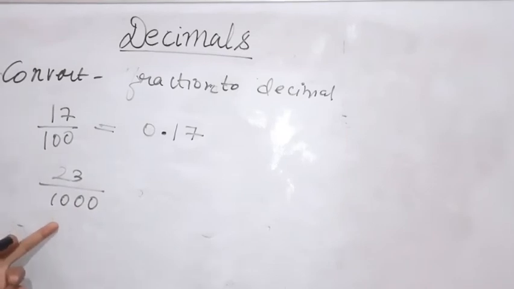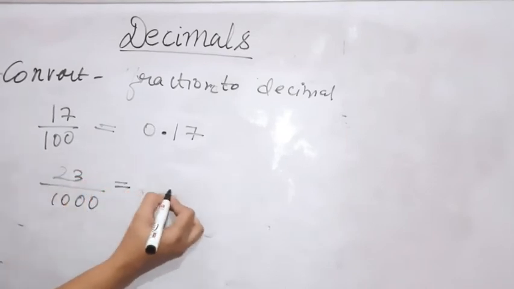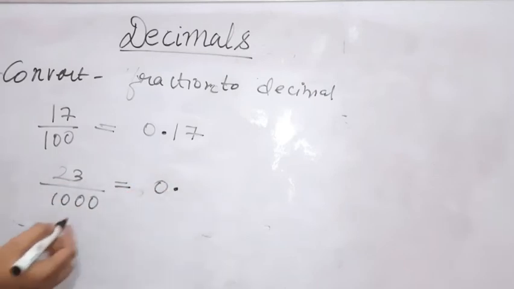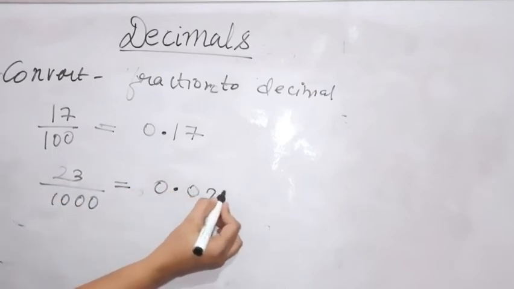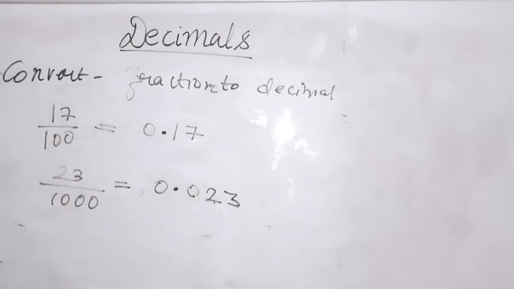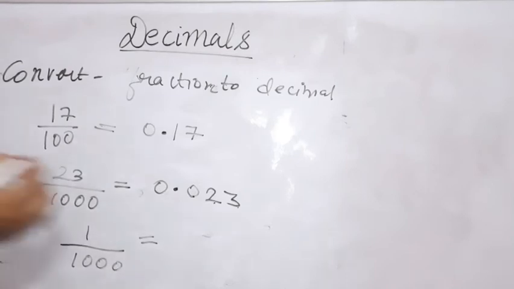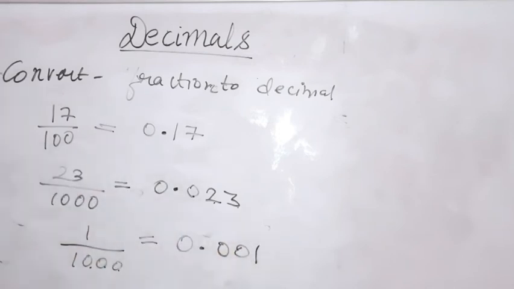Since 1000 has 3 zeros in the denominator, we have to cover 3 places after the decimal point. So it will be 0.023. 1, 2, 3. We have covered 3 places according to the denominator. You must be getting numbers like 1 upon 1000. Here also we have to cover 3 places. What should be the answer? If you know the answer, pause the video and comment down in the comment section, students. It will be 0.001. Okay students? I hope you have understood how to convert a fraction into a decimal.